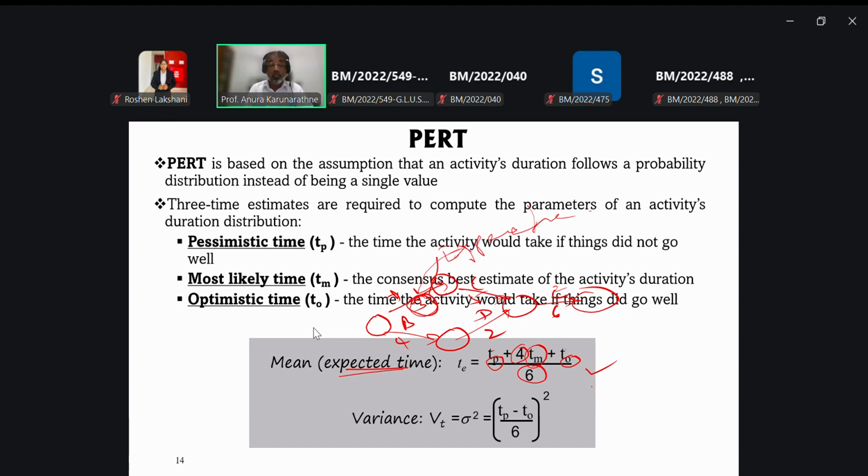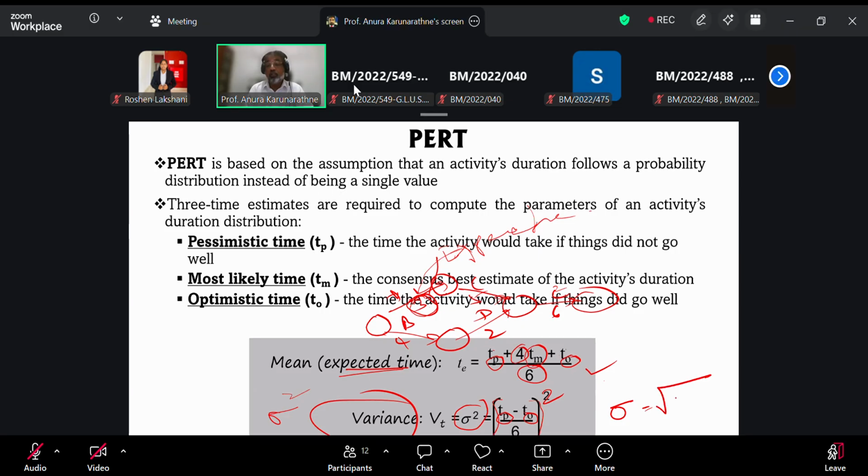In addition to that, you need to know the time variance. Take the most pessimistic time minus the optimistic time. That is the gap between them. Then divide by 6 and take the square of it. That is the variance. Variance means standard deviation squared. So if you want the standard deviation, you have to take the square root of the variance. That is the process.